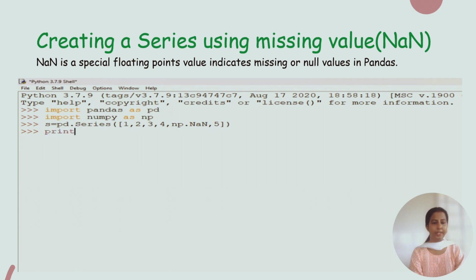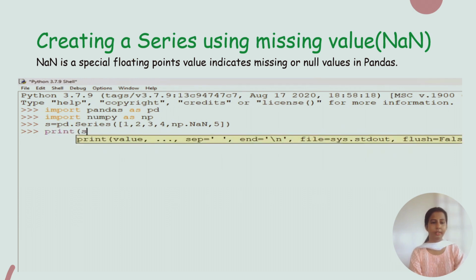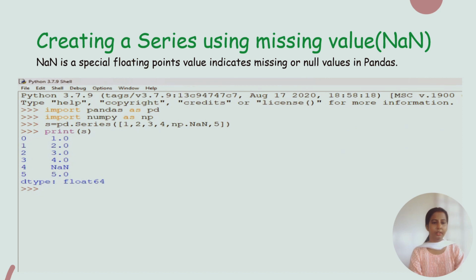Now I will print this series. Now you can see the output. The index numbers are 0, 1, 2, 3, 4, 5 and the values are 1, 2, 3, 4, NaN and 5. It is showing 1.0, 2.0, 3.0, 4.0, 5.0 because the default type is always float.